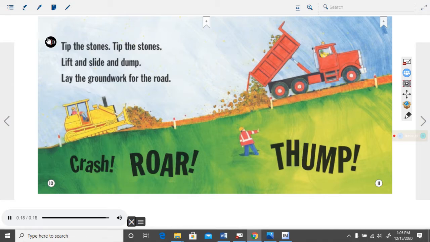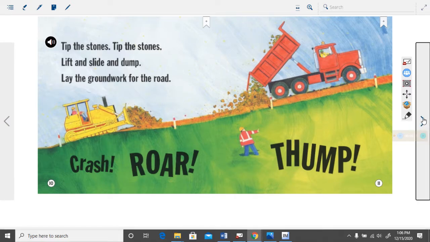Thump. So as I read, I wonder how the workers will build the road. And I ask myself, what will the workers do after they finish this, after they lay the groundwork? And I'm going to keep reading to see if I can find my answer.